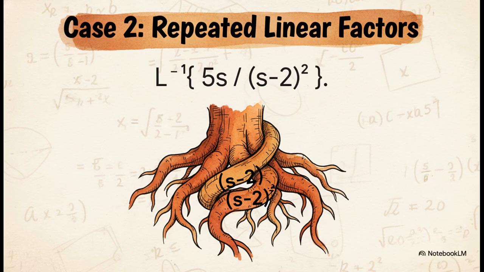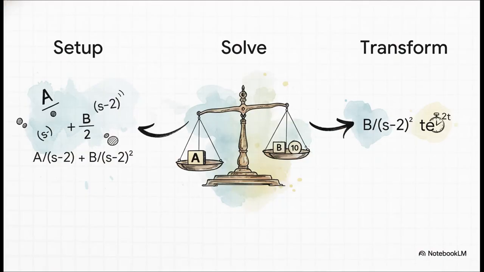Now, this is a spot where a lot of people trip up, so the setup here is absolutely key. Here's the critical difference. For a repeated root, you need a term for every power. So we have to set it up as A over (s minus 2) plus B over (s minus 2) squared. Once we solve, we find our coefficients.